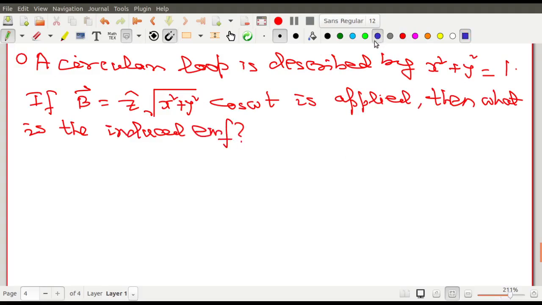What is the induced EMF? Right? This has to be found. You have to just find the E over here. Okay? So this is a circular loop. You understand that this is the circular loop.